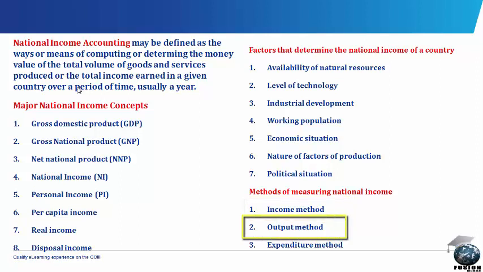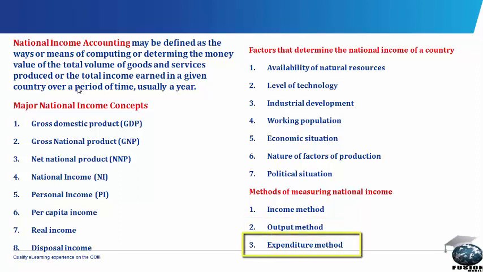Output method. This is a method of calculating the monetary value of goods and services produced in a given country in a period under review, usually a year. In calculating the national income through the output method, care must be taken to avoid double counting of the outputs of all the sectors of the economy.